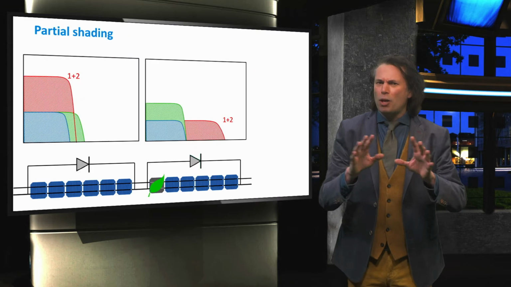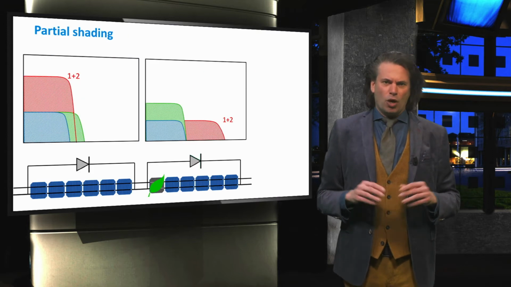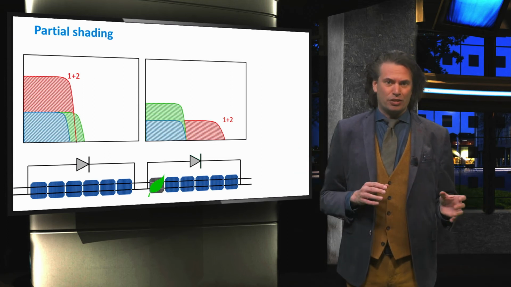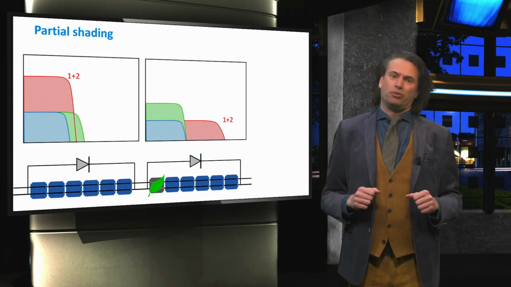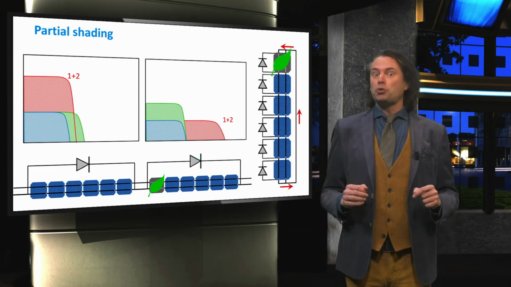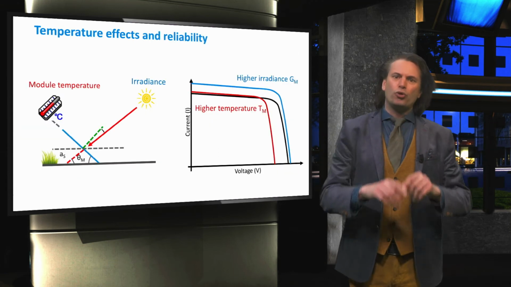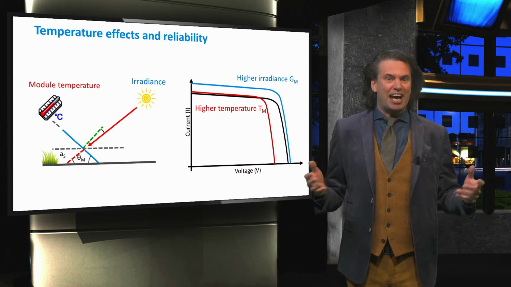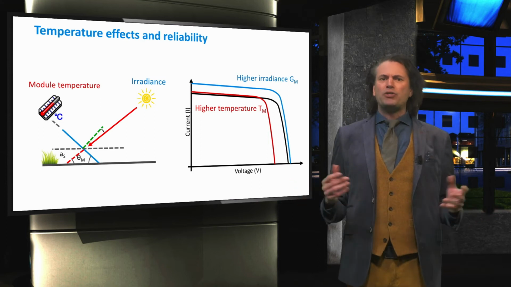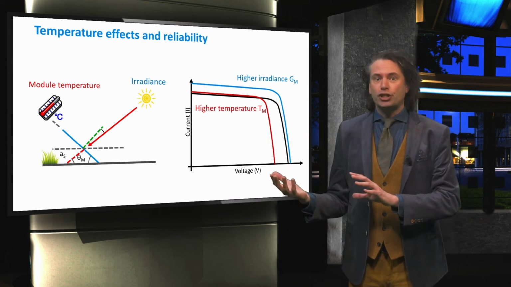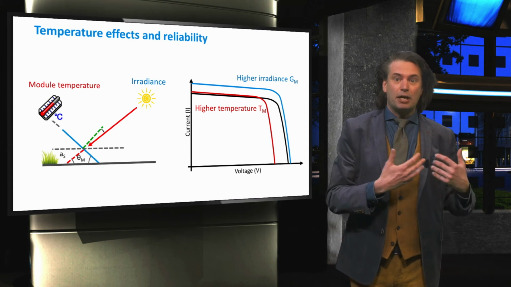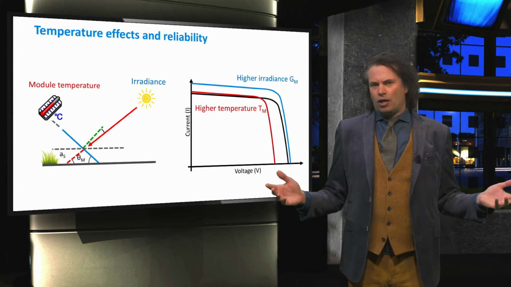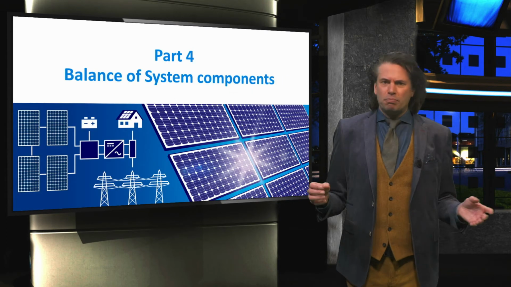You will learn all about the operation of PV modules. What happens to the current and voltage of a module when a single cell is shaded? Why do we include diodes in the module? How many diodes should be included? We will also look into the performance of a PV module under increased temperature and irradiance. Finally, we will discuss how temperature, partial shading and moisture affect the reliability of PV modules and how this is tested.